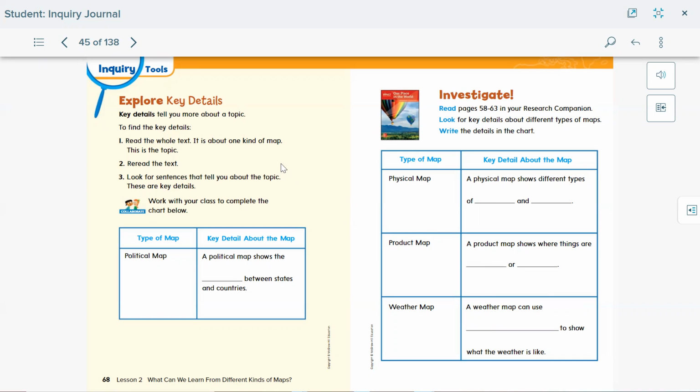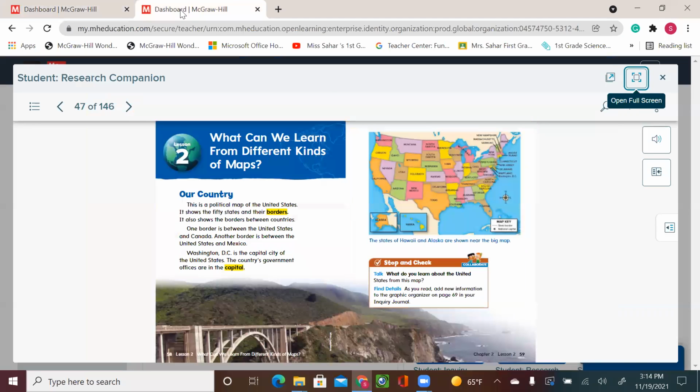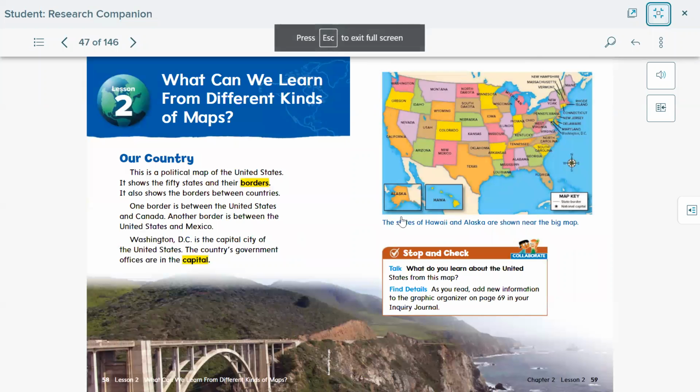We know that we learned about one map, the political map, and that a political map shows the borders between states and countries. All right, so let's read and get the answer to this question. What can we learn from different kinds of maps? That's the title of our lesson, and that's what we're going to learn. We learn about the first one, and then we have the physical map. Now let's see what we have.